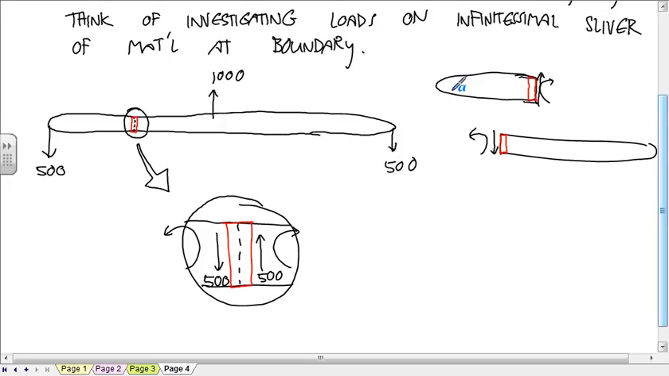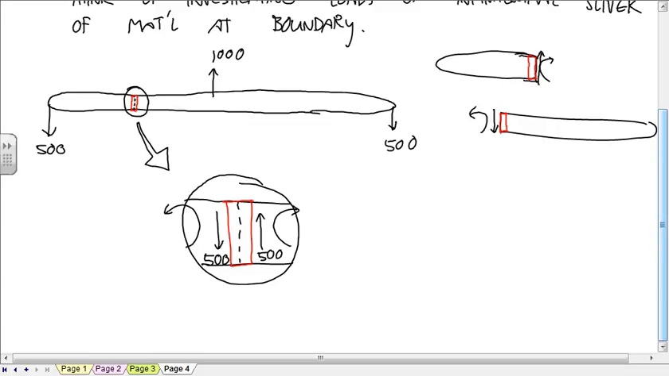If you're working from the left, you're really calculating loads on the right side of that sliver. And if you're working from the right, you're really calculating loads on the left side of that sliver. Okay. To be clear, the left side sliver will rotate clockwise. Left side sliver. One and two. Yeah.